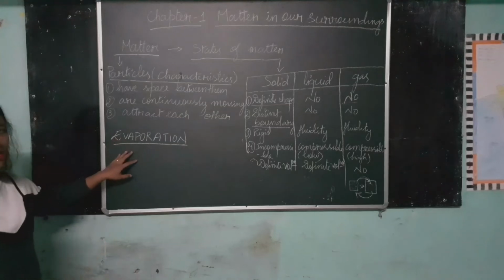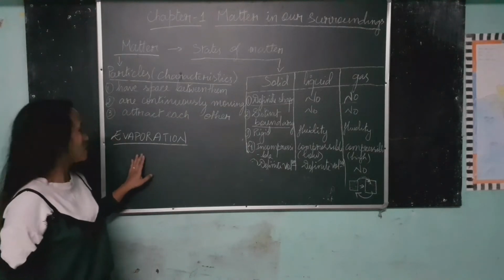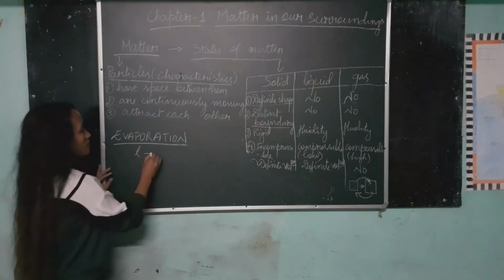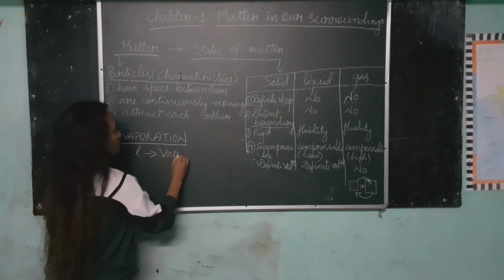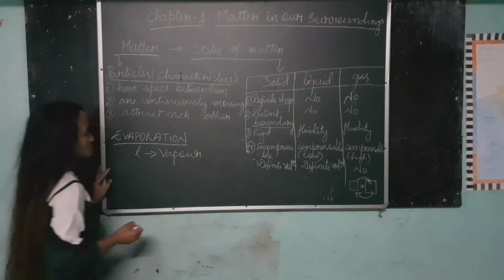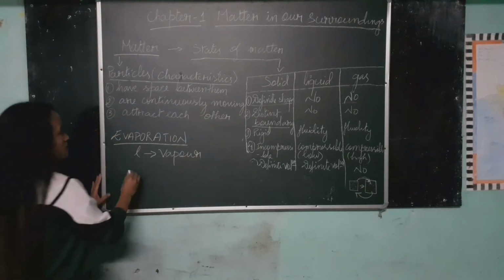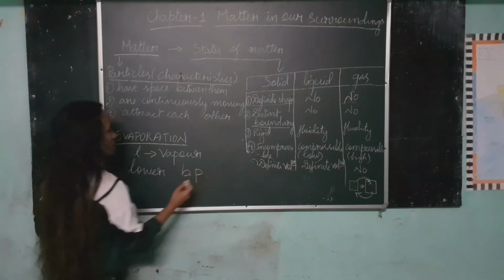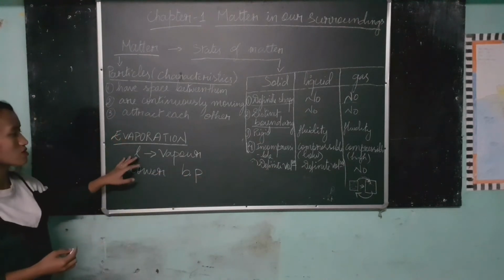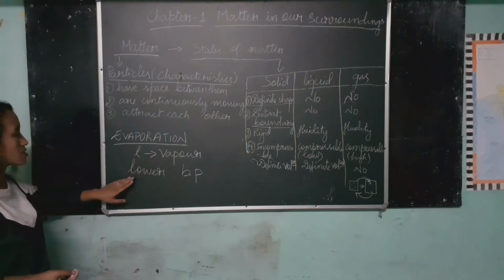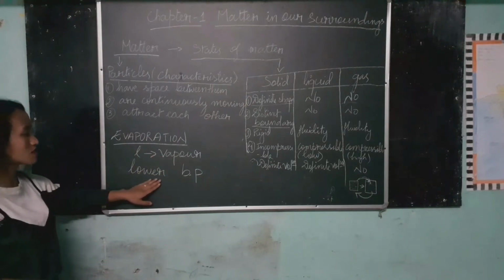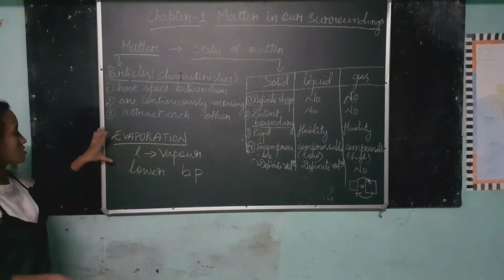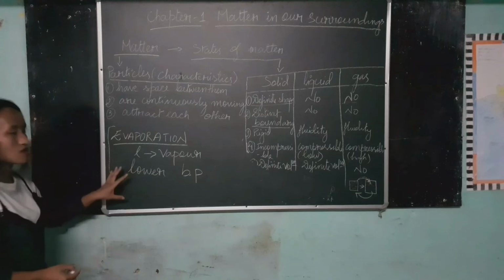Here, what is evaporation? Evaporation is a phenomenon of change of liquid to its vapor state at a temperature which is lower than its boiling point. It is a phenomenon of change of liquid to its vapor state at a temperature much lower than its boiling point. Here, why it is important is because the energy usage is reduced.